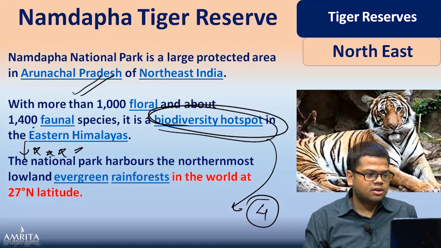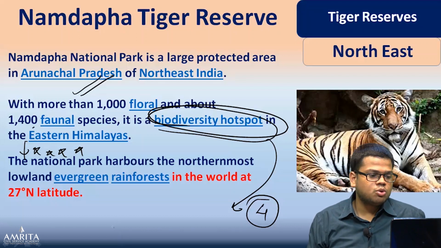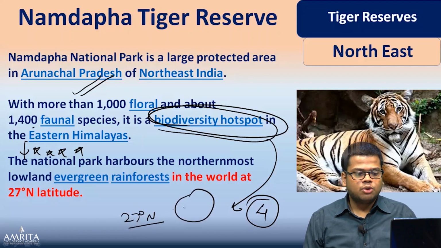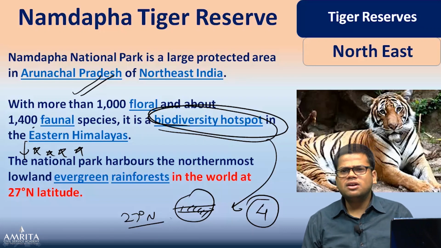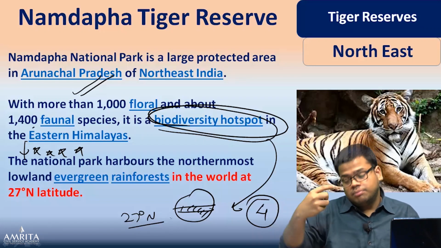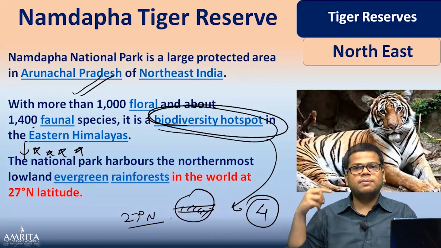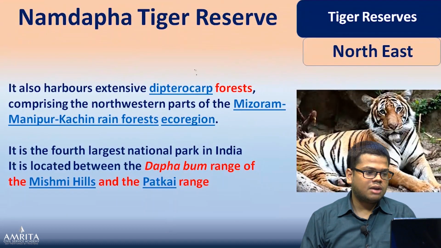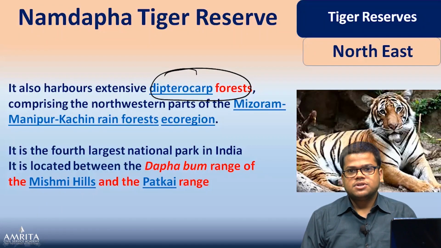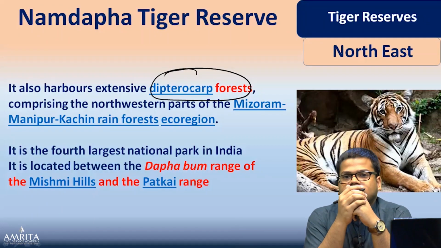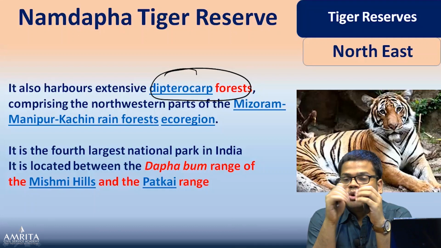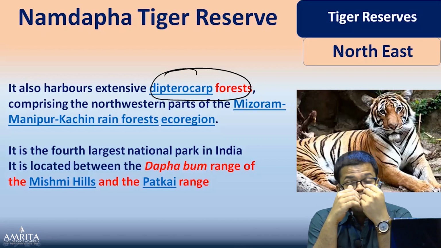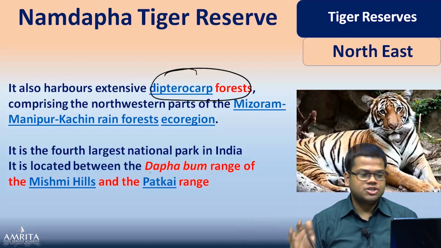This fact is very important: the national park harbors the northernmost lowland evergreen rainforest in the world at 27° latitude, because evergreen forests are mostly in the tropical region. So remember that Namdapha also contains some evergreen rainforest. Again, it contains extensive dipterocarps. Dipterocarps basically are found in evergreen forests. The best example is found in Borneo, in Brunei, which is in ASEAN. So they are found in many of the equatorial regions.